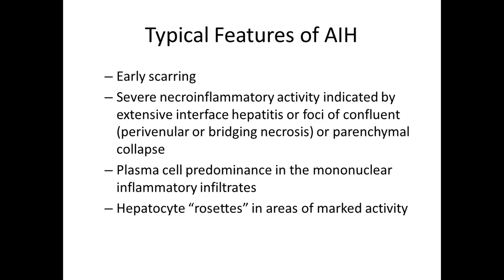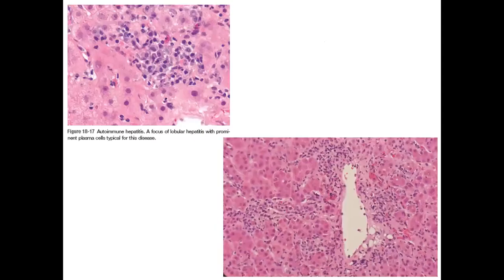So these are the typical features of autoimmune hepatitis: inflammation, necrosis, plasma cells, plus or minus hepatocyte rosettes. They are usually seen in cases of autoimmune hepatitis.